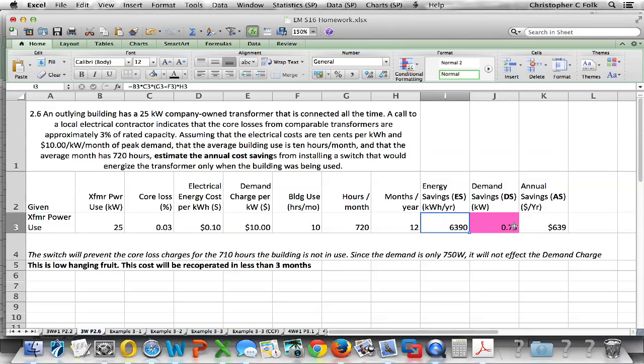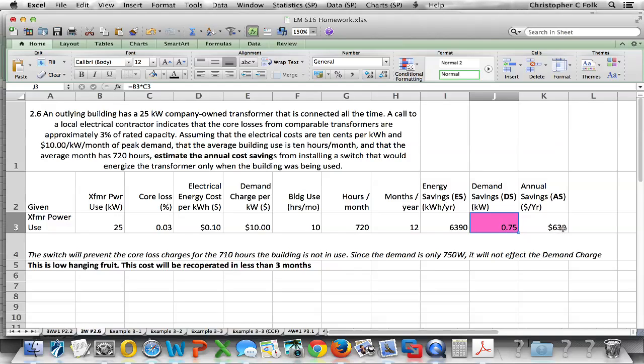Notice the demand savings is pretty small, okay? So the demand, it's only 750 watts. If a company has a building that is only used a few hours of the day, they probably have electrical bills that are very, very high for other facilities that they're paying for. So this 750 watts, we really don't need to calculate that into the demand savings. It's going to be fractional.